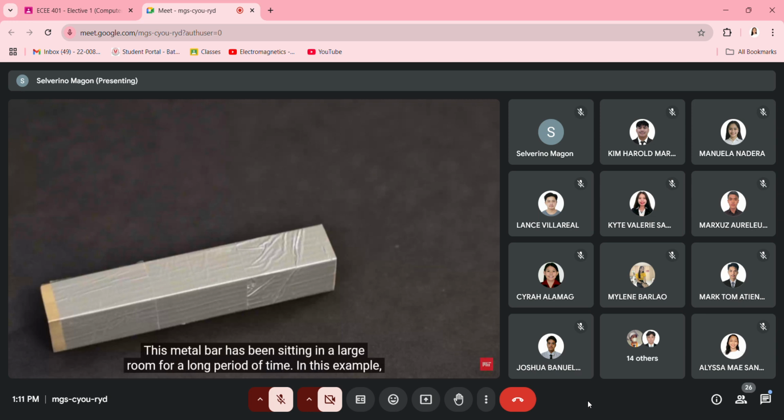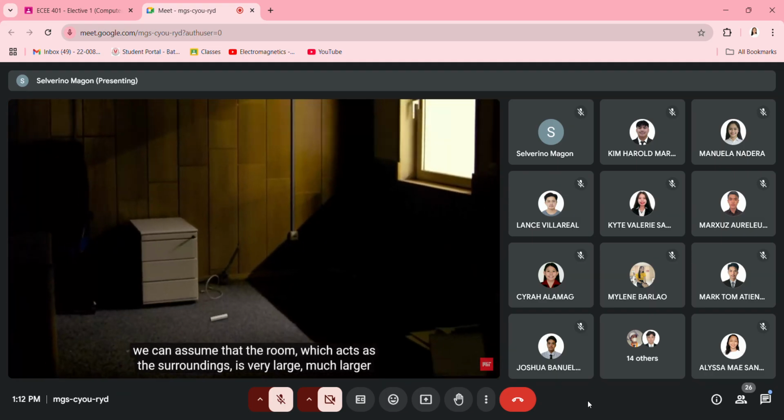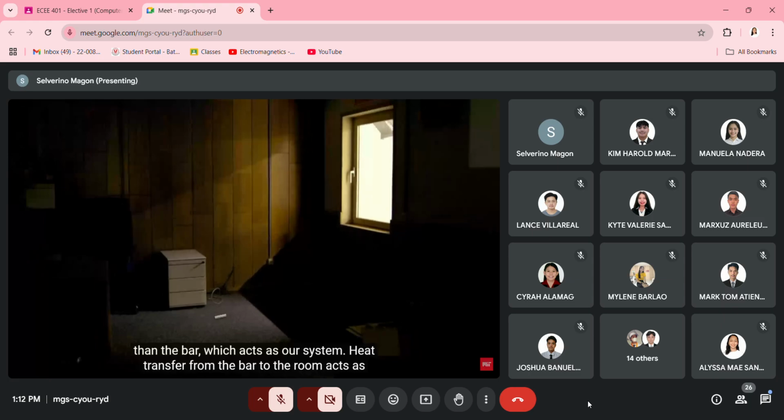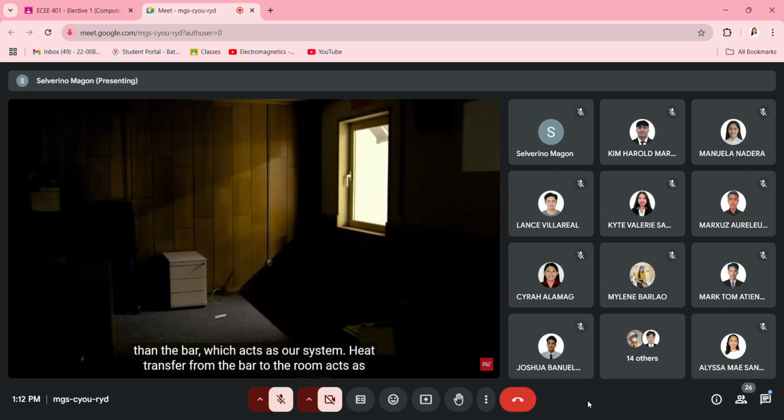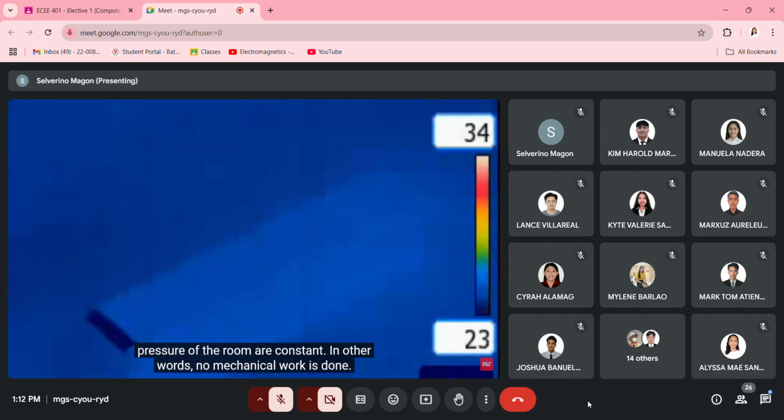This metal bar has been sitting in a large room for a long period of time. In this example, we can assume that the room, which acts as the surroundings, is very large, much larger than the bar, which acts as our system. Heat transfer from the bar to the room acts as energy transfer across the system boundary. We'll assume that the volume of the bar and pressure of the room are constant. In other words, no mechanical work is done.